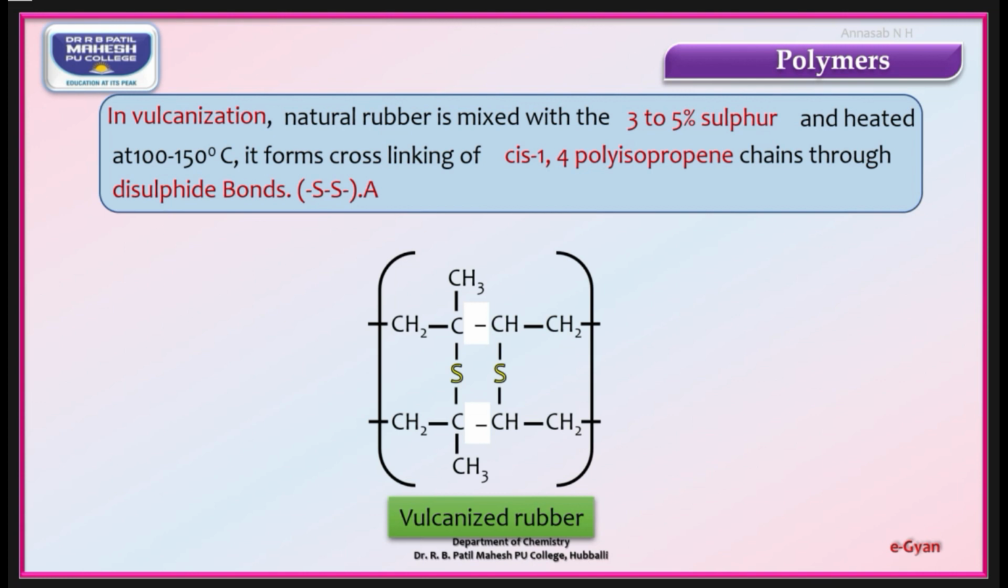So the definition of vulcanization: the natural rubber is mixed with 3 to 5% of sulfur and heated at a temperature of 100 to 150 degrees Celsius. It forms cross-linking of the cis-1,4 polyisoprene chain through disulfide bonds. The process is known as vulcanization and the rubber formed is vulcanized rubber, which has more strength and elastic property, which was not there in natural rubber. Moving to the next part.